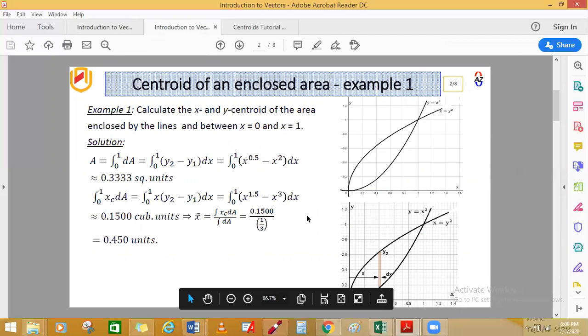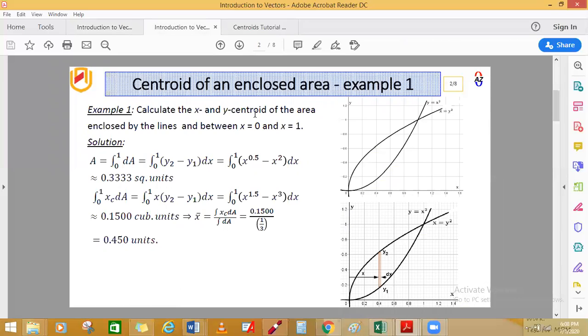For exercise one, what are they saying? What they're saying is calculate the x and y centroid of the area enclosed by the lines, x equal to 0 and 1. So the area enclosed between these two lines, this area between 0 and 1 here, where the two lines are intersecting. They want you to find the center of gravity here in the middle, somewhere around there.